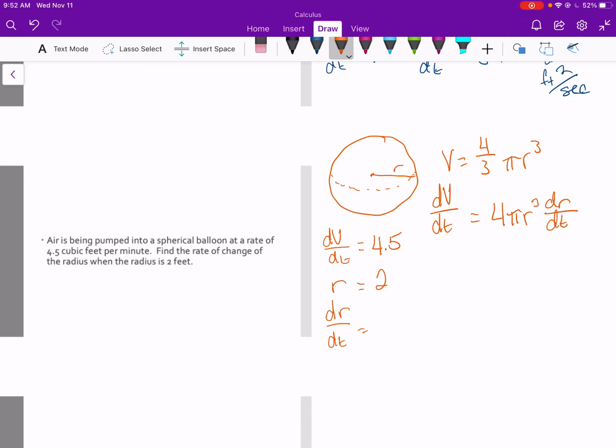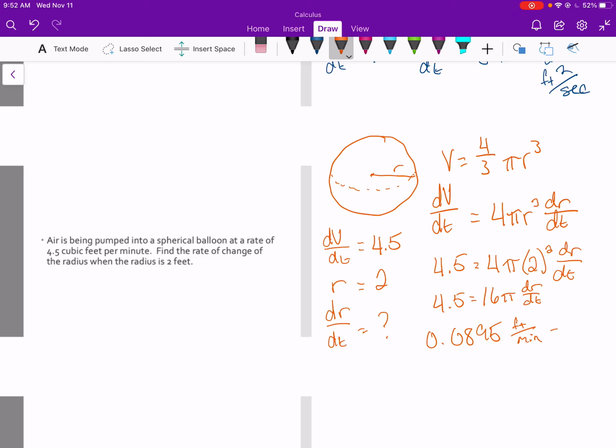Our radius is 2 feet, and we're trying to figure out how the radius is changing, so dr/dt is our unknown. So we have 4.5 equals 4 pi times 2 squared dr/dt. So 4.5 equals 16 pi dr/dt. And when we divide, we get about 0.0895, and the radius is measured in feet, time is measured in minutes, so that is our rate that we're looking for.